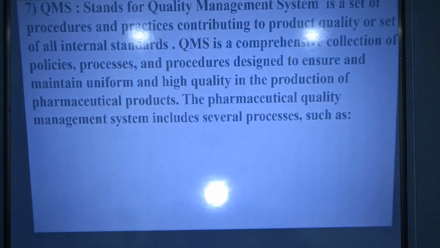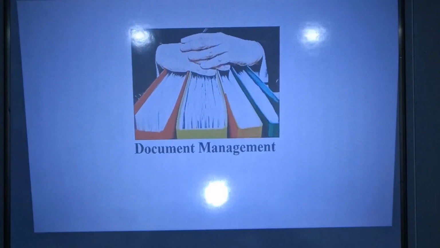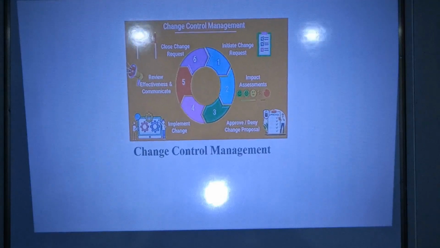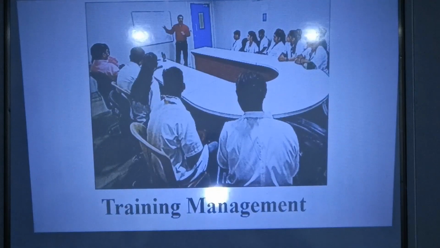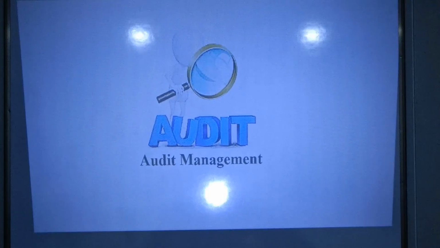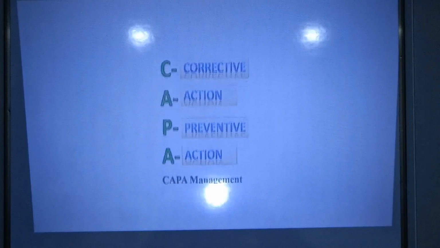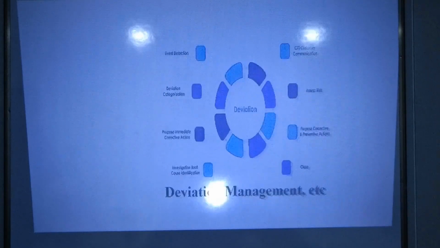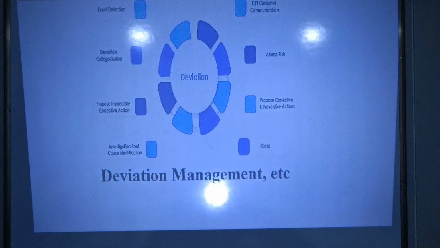The pharmaceutical quality management system includes several processes, several systems or several managements, such as document management, change control management, training management, audit management, corrective action, preventive action management, CAPA management, deviation management, incident management, etc.